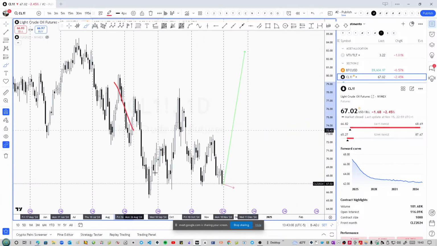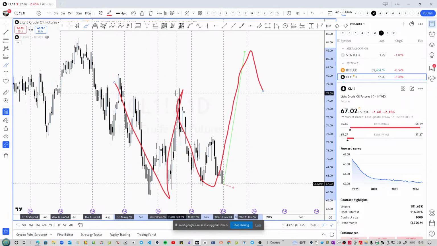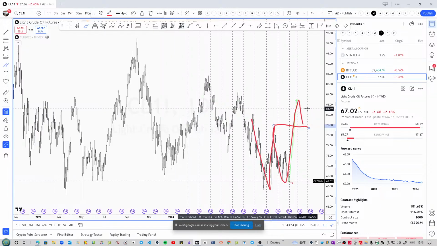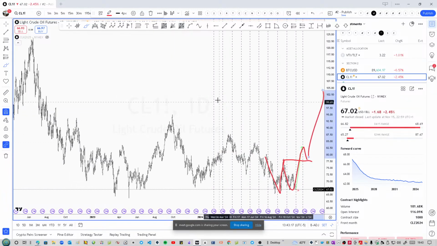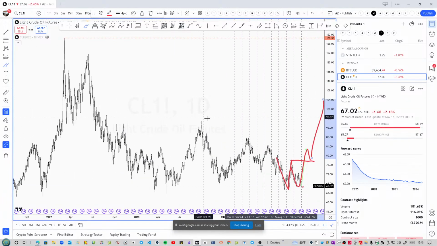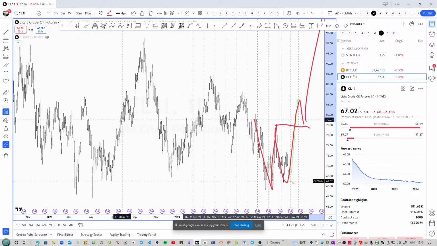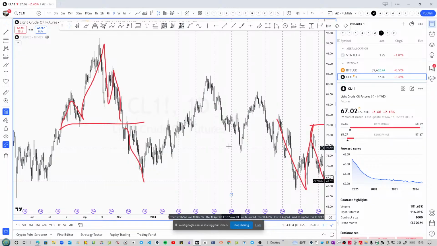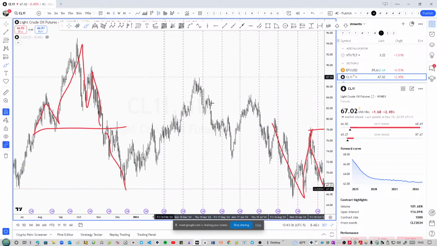So if you get a W here, boom, and then a retest of the neckline, that would be very, very bullish here for oil. And you see here we also have a little tilted head and shoulder, which played out. And we also have a head and shoulder here, which played out.